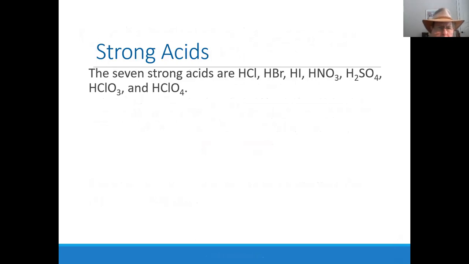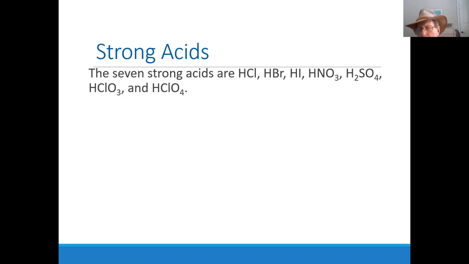For example, I'm telling you right now, this is something you're going to have to memorize. I have no mnemonic for this. The 7 acids that completely dissociate in water, 100%. If I have 1 molar HCl, I have 1 molar H3O+ and 1 molar Cl minus. If I have 1 molar perchloric acid, I have 1 molar H3O+ and 1 molar perchlorate. These dissociate 100%.